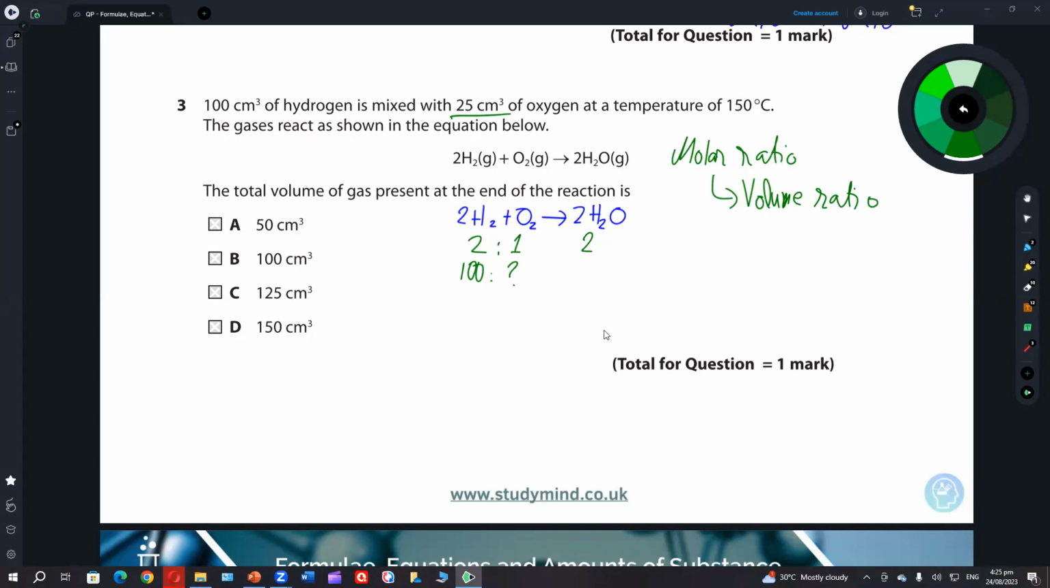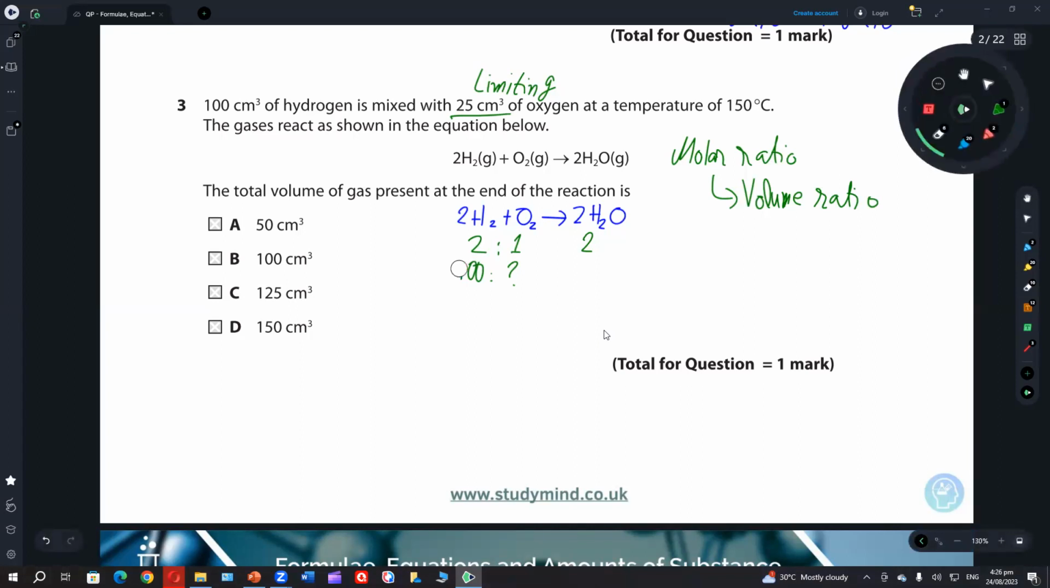Now, how much oxygen has he given? Oxygen would need to be 50, but he has given us less oxygen. It is a limiting reactant. In chemistry, what is a limiting reactant? A reactant which is insufficient and is given in less quantity is called the limiting reactant.